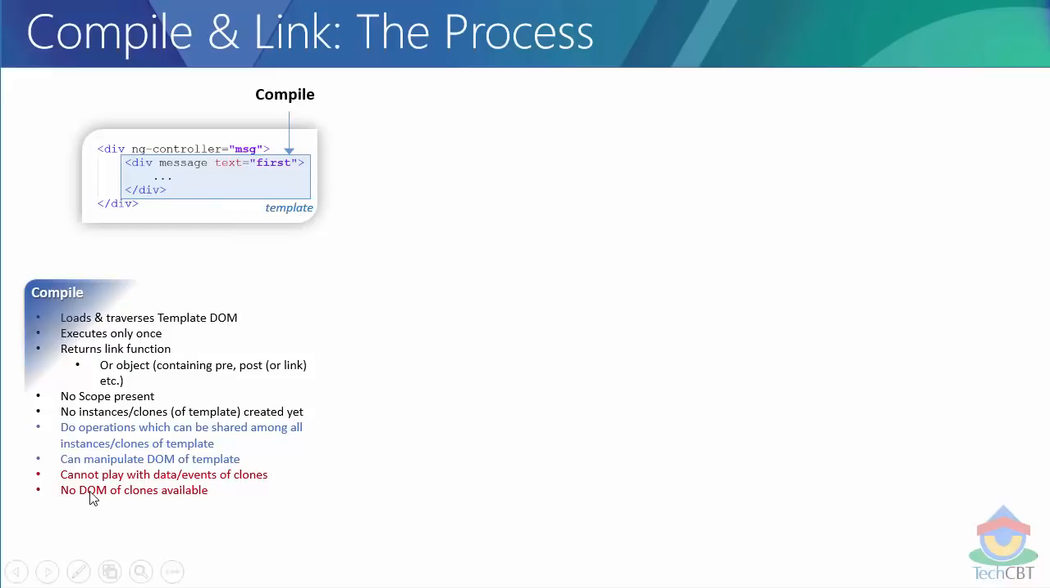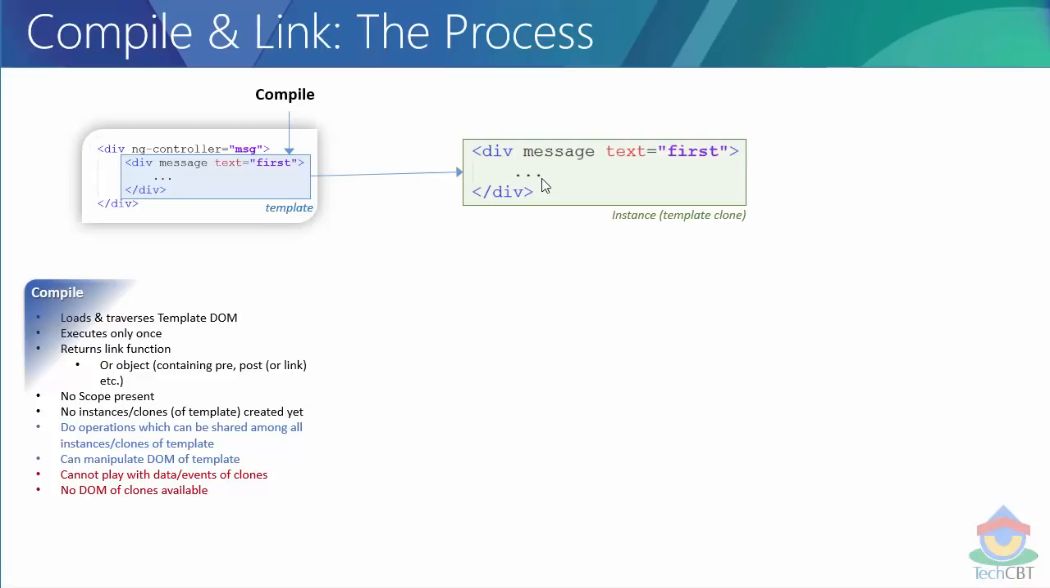Next, no DOM of clones available. Of course, there are no instances created, and obviously you will not have DOM access of those instances at all during the compilation process. The next step, as I mentioned, is creation of an instance. So after the compilation has been completed, an instance of this template is automatically created by the AngularJS framework, and we call that instance a template clone or even instance template, whatever is flexible for us.